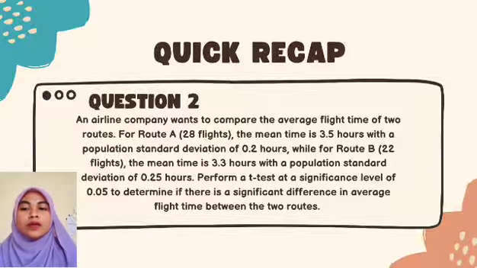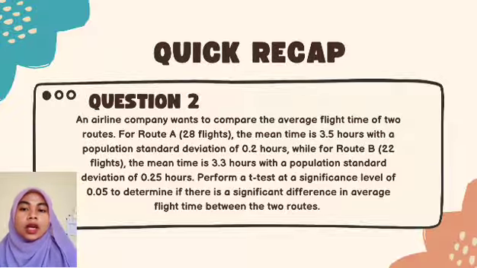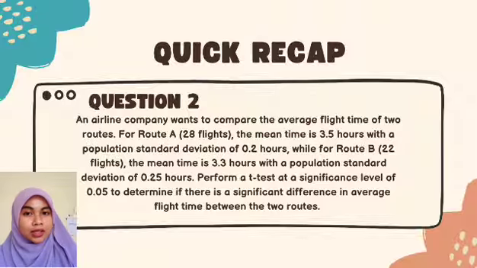So the value t equal to 3.19 is in the critical region and we reject H0 at the 5% significance level. There is a significant difference between the average flight time of the two roads, road A and road B.